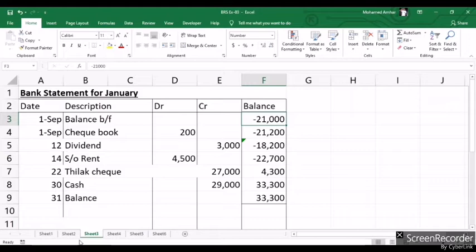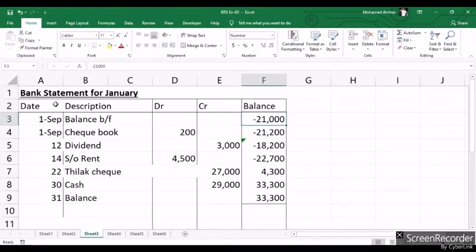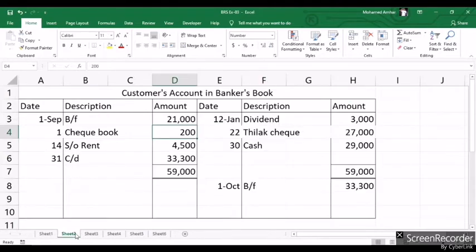Right. Then after the first, what has happened? Again on the first, a checkbook was issued for 200. So that should be recorded again. The checkbook issued should be debited 200. So the overdraft increases further. So 21,000 would increase to 21,200.